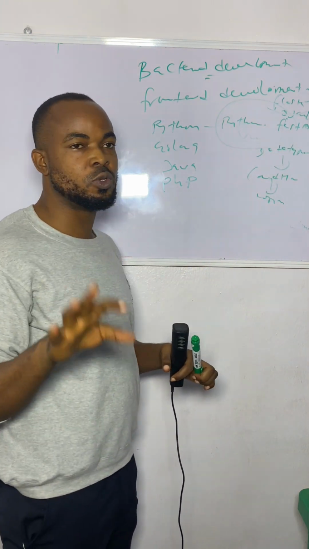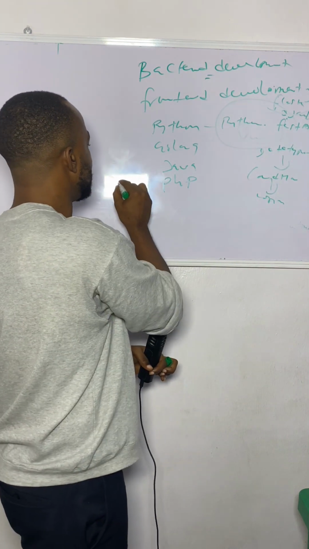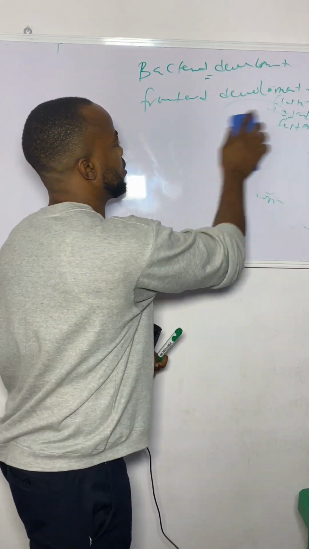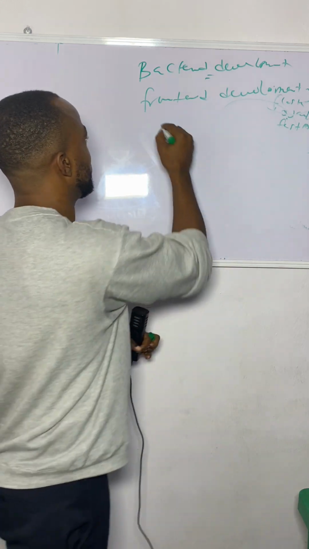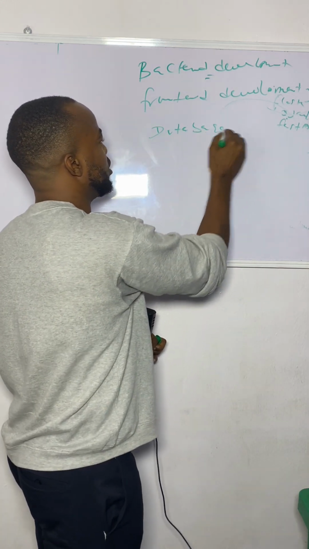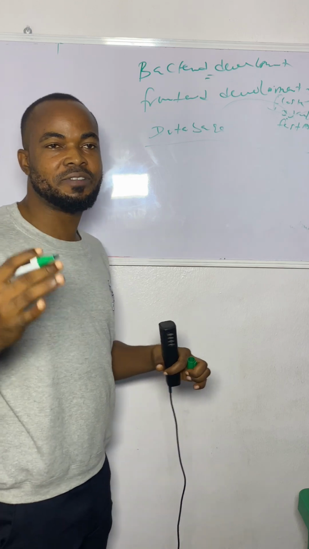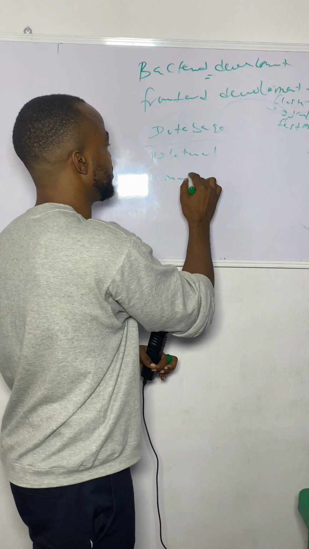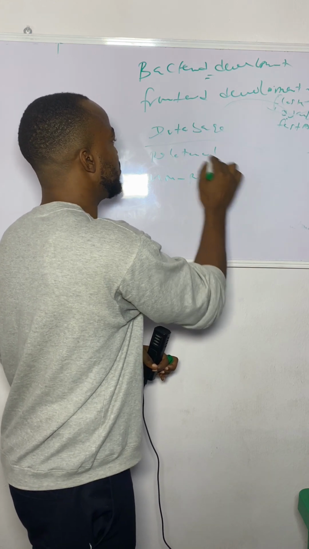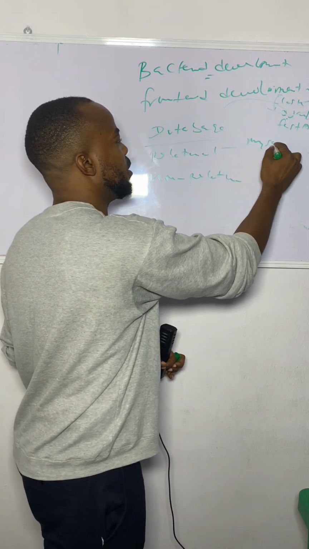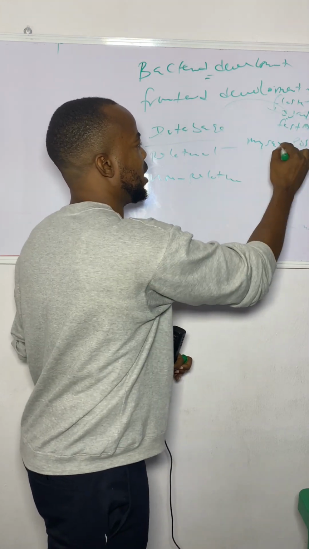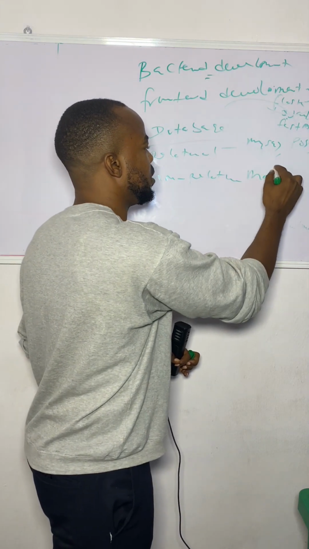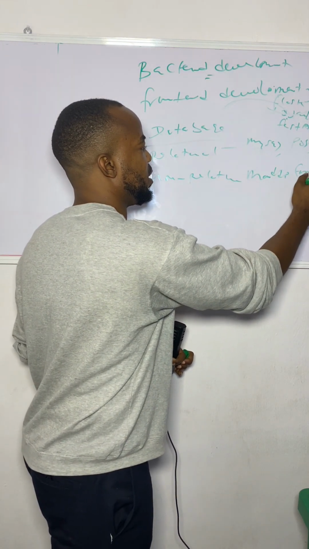The next thing you need to know is databases, and how to interact with a database. You need to understand the different types of databases. We have relational databases and non-relational databases. Under relational databases is where we have MySQL and Postgres, and under non-relational is where we have MongoDB and Firebase.